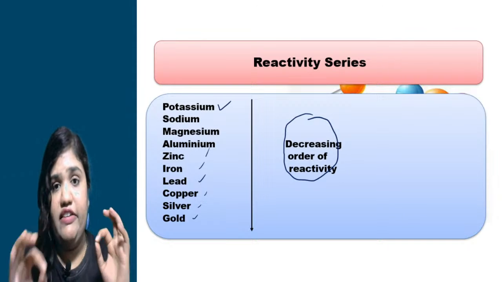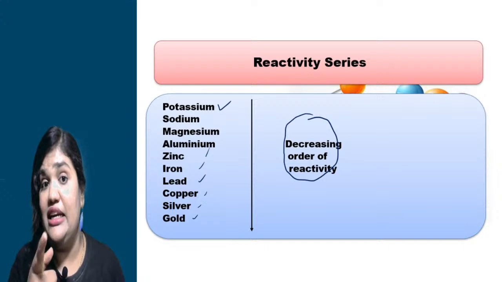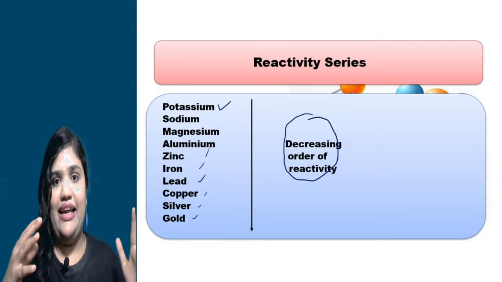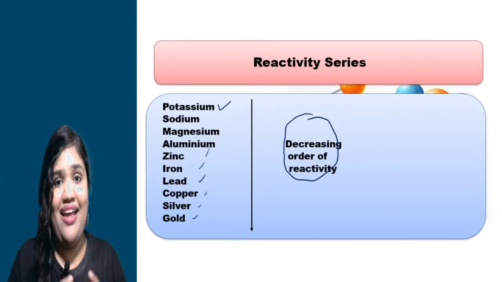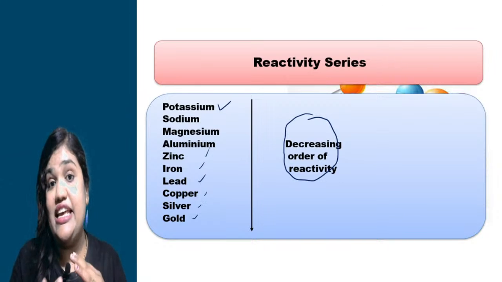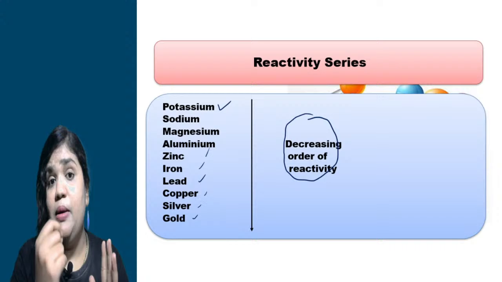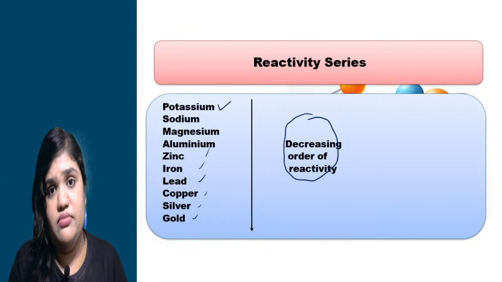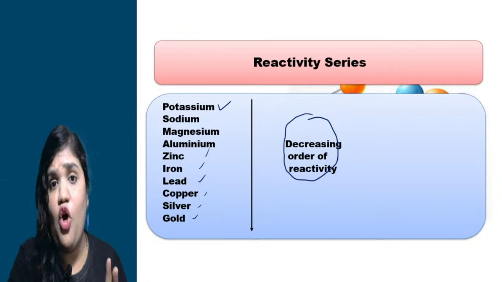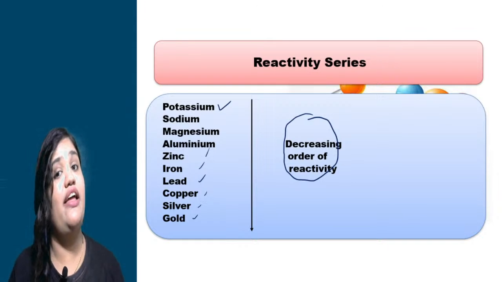So the reactivity of metals like copper, silver and gold is very low, and platinum also. Don't take tension about this, you know that gold, silver and platinum are very expensive metals, but they don't show any reactivity because they have the least reactivity order. So the main purpose of the reactivity series is to form the product in the displacement reaction. That's why the reactivity series is very important.